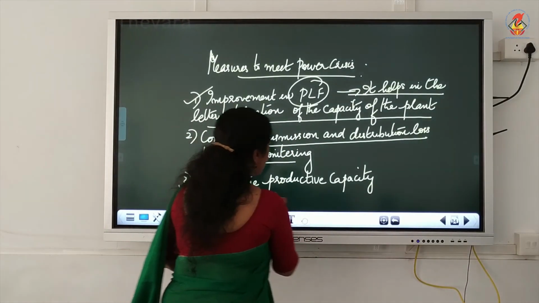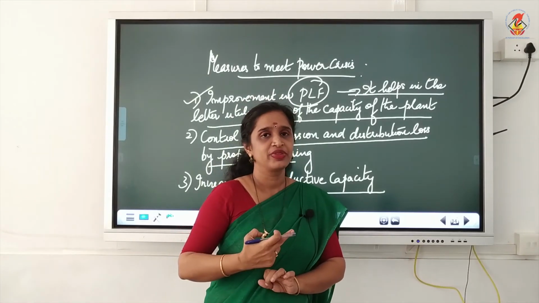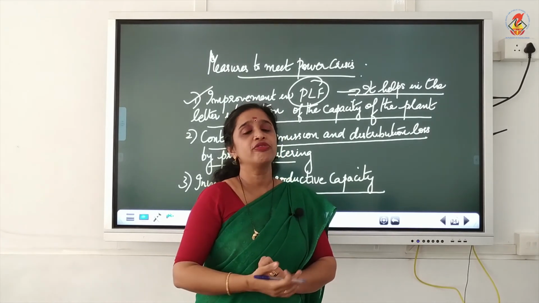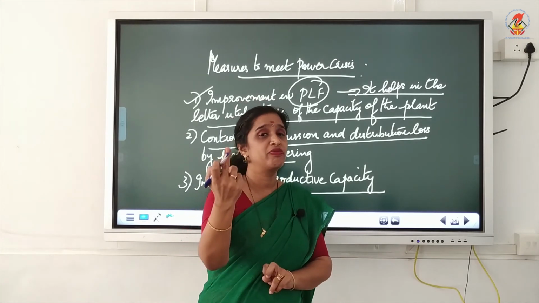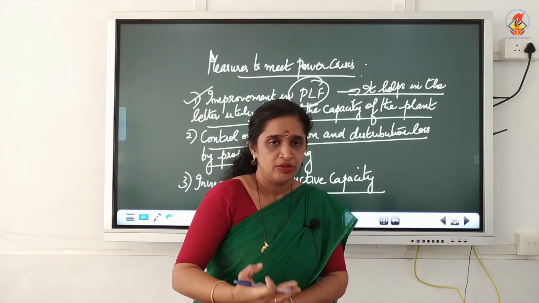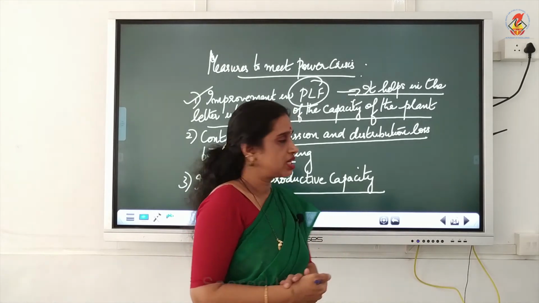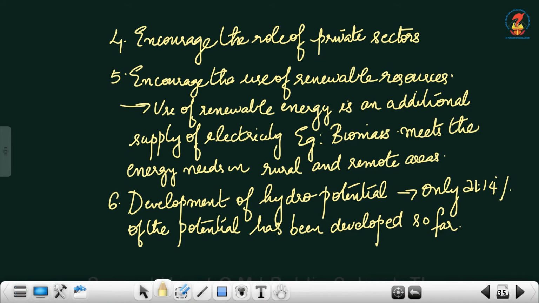Next is increase the productive capacity. Increase the productive capacity of power plants. For example, thermal power plants were facing a lot of problems with lack of raw materials. Provide raw materials so that more power can be generated. So increase the productive capacity by any means.